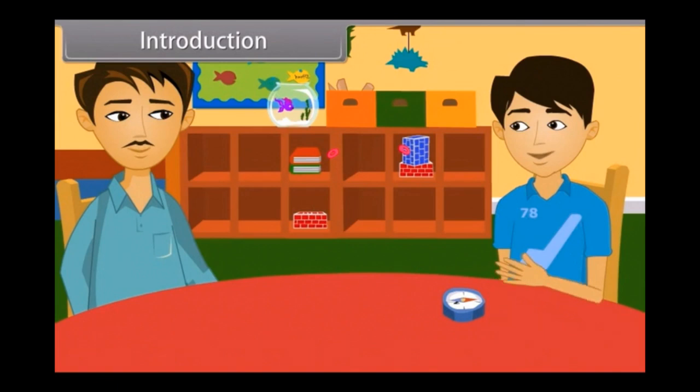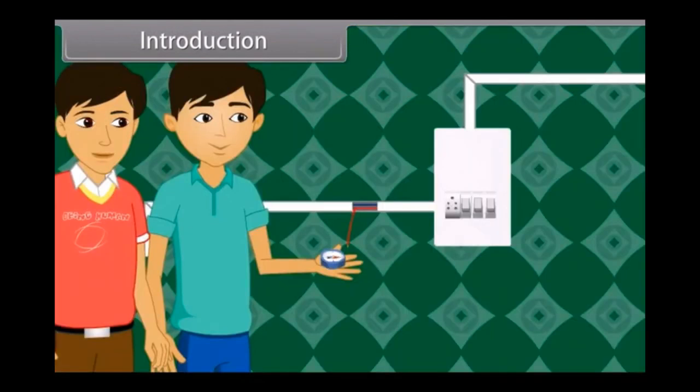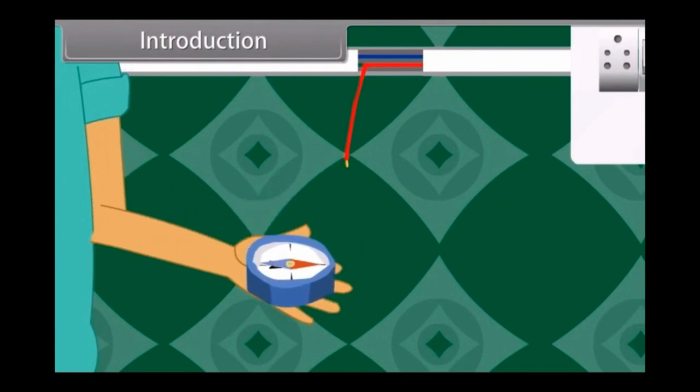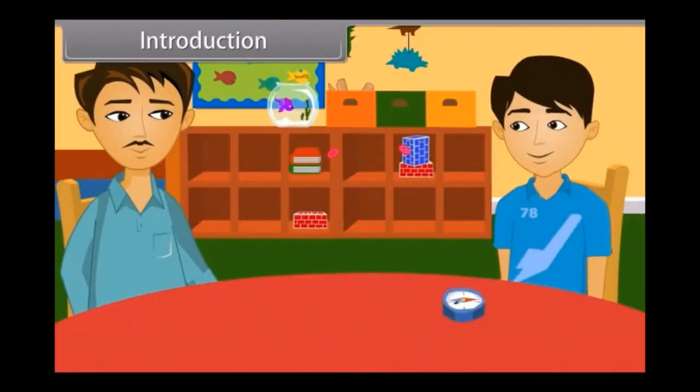I took the compass to my friend's place. They have some electric work being done in their house. We were playing with the compass very close to an open wire. Suddenly, for no reason, the compass needle got deflected. When we moved away from the wire, it came back to where it was. Why did that happen? That happened because electric current acts like a magnet and produces a magnetic effect.